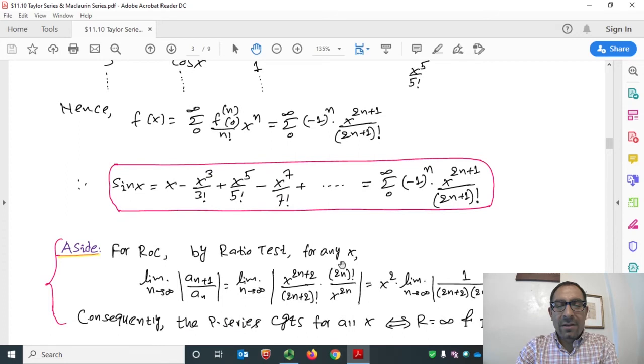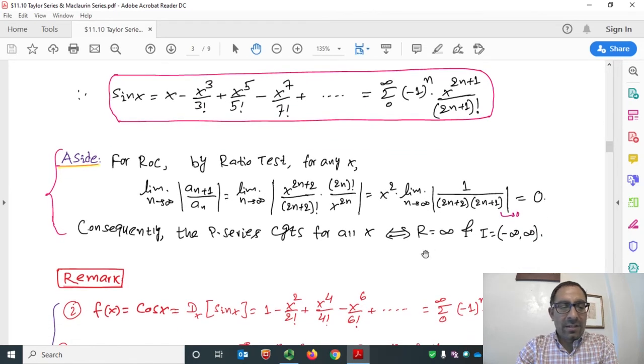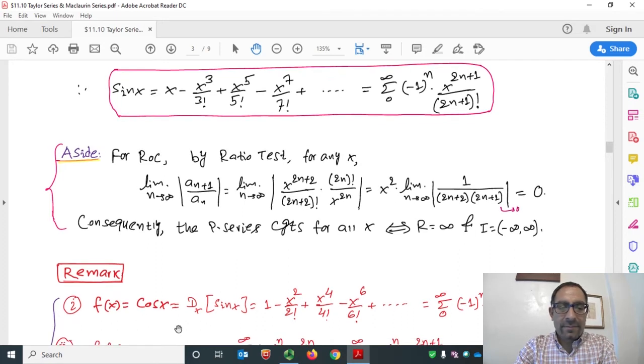Similarly, we can find the interval of convergence and radius of convergence. Let me skip this part. And now, from the Taylor series expansion of sine x about the origin, we can easily find the Taylor series expansion of cosine x about the origin just by taking the derivative of this sine expansion.